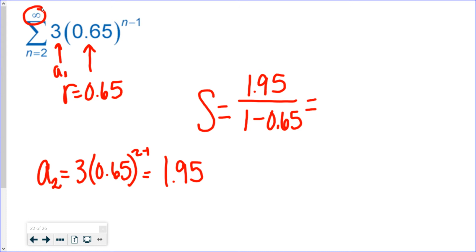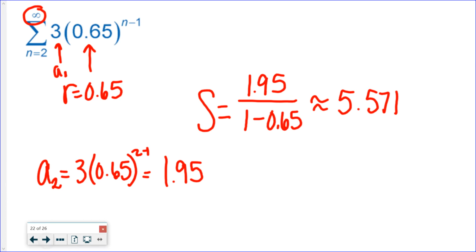And so this one, I have 39/7. Let me put that into a calculator to see what it is in decimal form, since we're doing it in decimals here. So 1.95 divided by 1 minus 0.65 would be 5.57, and this is a decimal approximation. It keeps going on and on. So I'm going to do it to 3 decimal places, 5.571. And that would be the sum of this series.